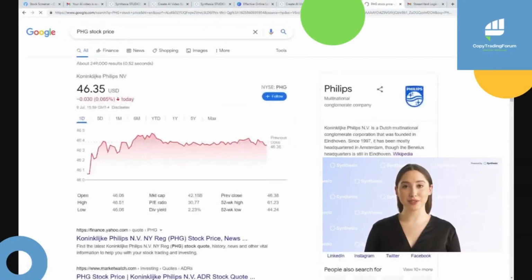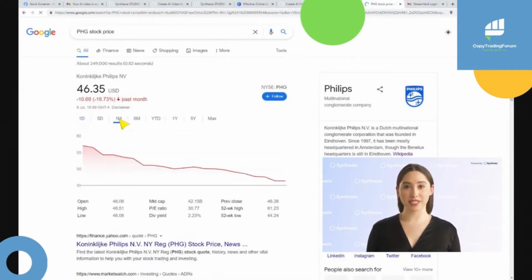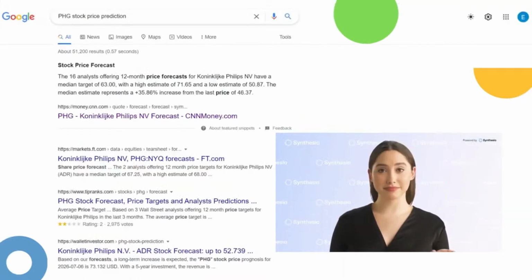Next, we type into Google PHG stock price to check there was at least a 10% price drop in the last one month. Drag the cursor from the high to low price. Last month, this stock has dropped 18.73%. Now search Google for PHG stock price prediction to check the analyst's stock price prediction and rating. Money.cnn.com is usually the first listed and our preferred website. Let's go to the website.